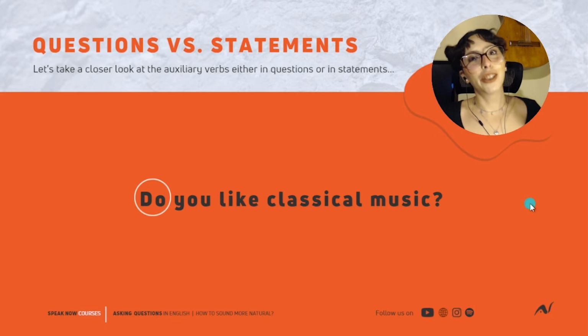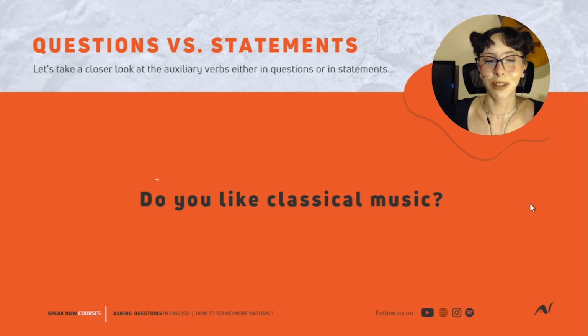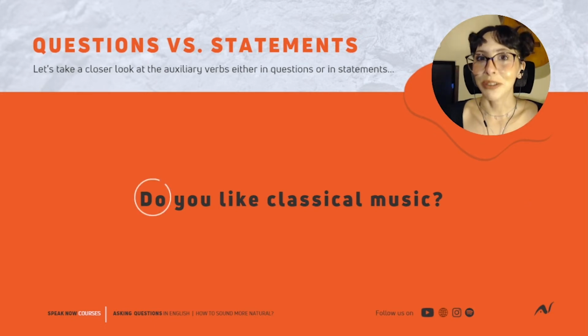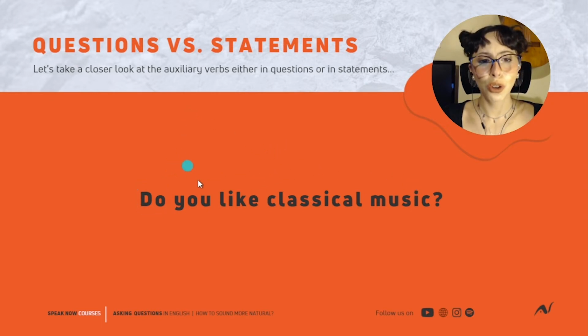If you said do, if you thought about the auxiliary do, you were correct. So you can repeat the question as it's become an interrogative sentence like this. "Do you like classical music?" Pay attention to the intonation. "Do you like classical music?"